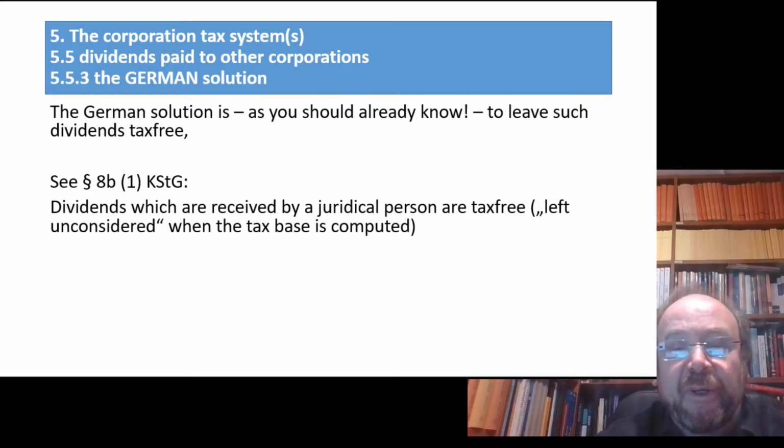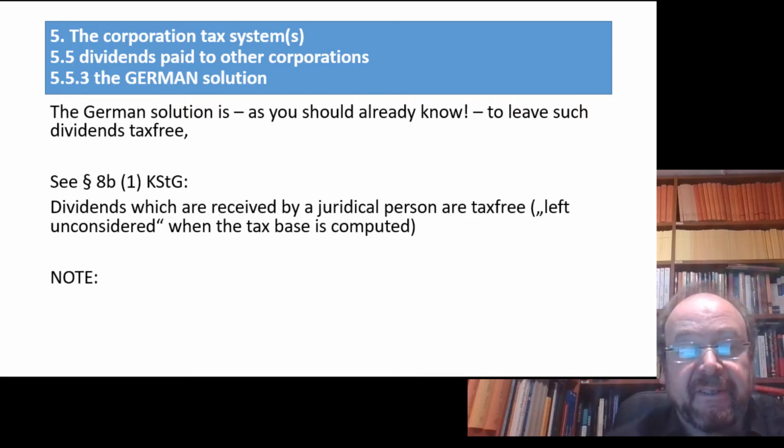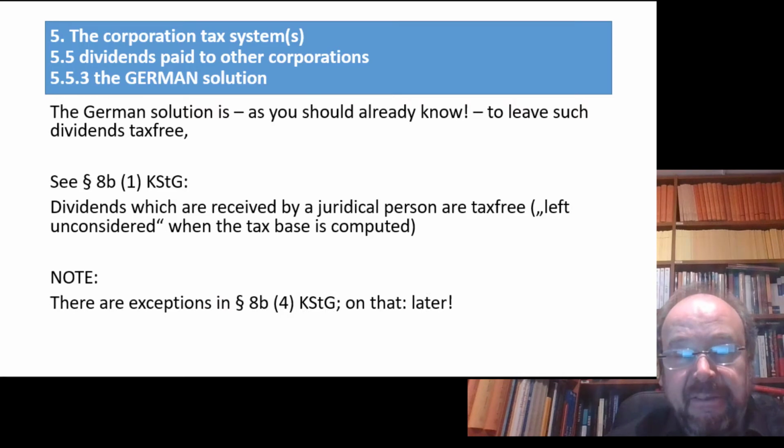The total tax burden in a group is now the same as the total tax burden in a simple constellation, and both are comparable to the full income tax rate, which probably a sole trader or a partner in a partnership has to bear. So everything seems to be fine. By the way, there is an exception in 8b4. You remember that probably. That spoils the system a bit. We talk about that later.